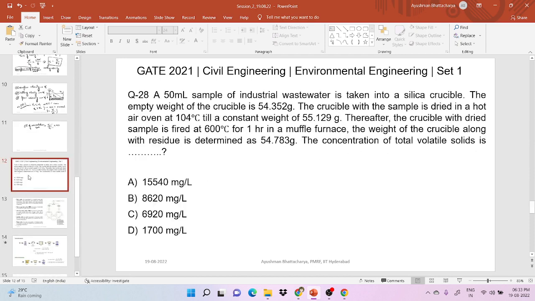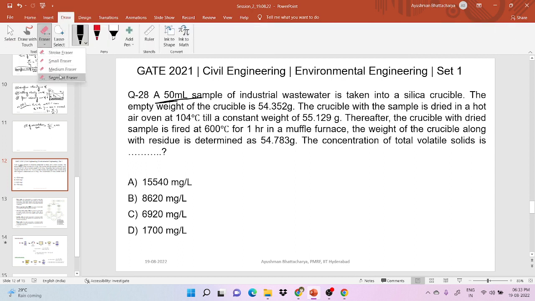So the last question is: a 50 ml sample of industrial wastewater is taken in a silica crucible. Remember, this is a 50 ml sample. The empty weight of the crucible is 54.352 gram. The crucible with the sample is dried in a hot air oven at 104 degrees Celsius till a constant weight of 55.129 gram is achieved. Thereafter, the dried sample in the crucible is fired at 600 degrees Celsius for 1 hour in a muffle furnace. The weight of the crucible along with the residue is determined as 54.783 gram. Find the concentration of total volatile solids. So here they have asked about total volatile solids, TVS.